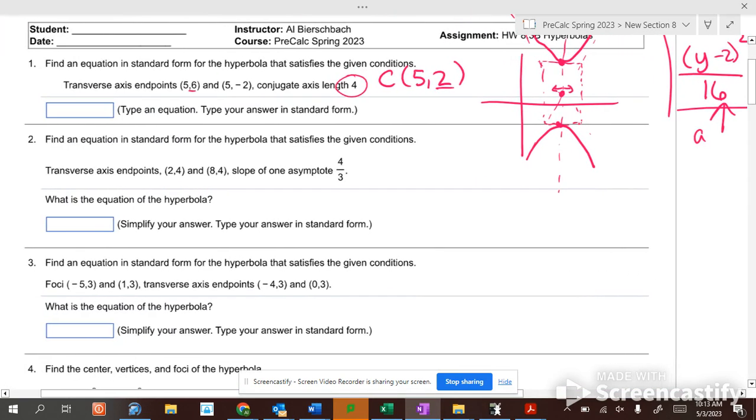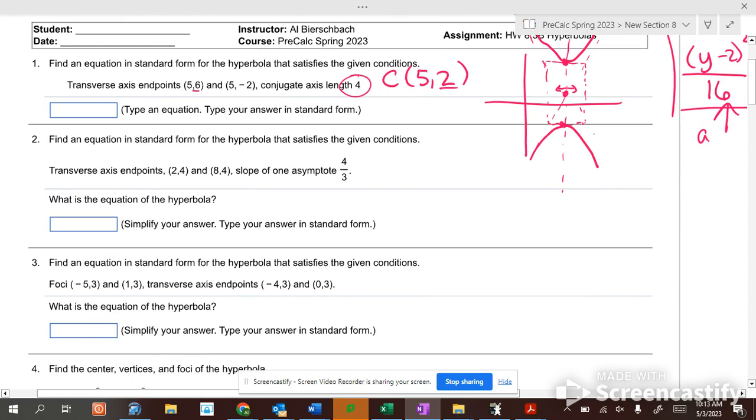All right. So generally, when it's a hyperbola, I like to draw it out a little bit, so I have a bit of an idea of what's going on so I can make my equation easier.